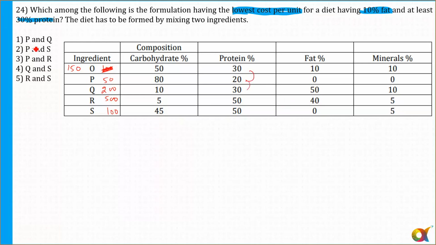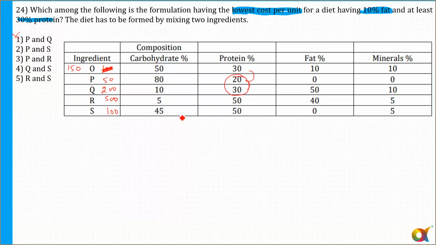If I go for option 1, that is P and Q: in P protein is 20% and here it is 30%. So by mixing these two, I can never get a protein that is 30%. So option 1 is rejected. Is that clear? That option 1 is rejected, please tell me.